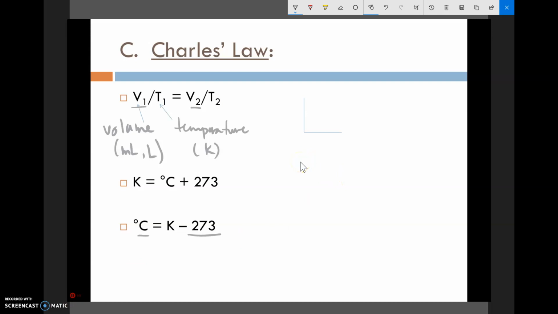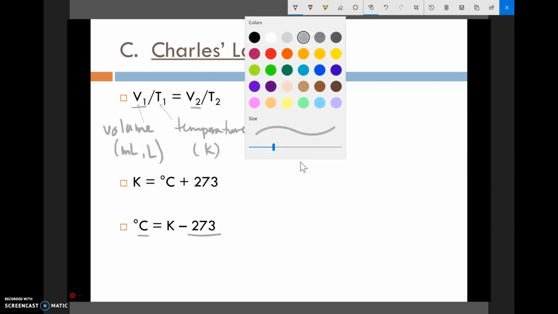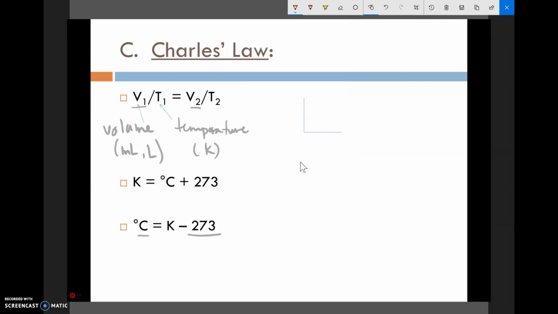Okay. Here is your equation for solving for temperature. If you ever have Celsius, you're going to add 273 in order to equal Kelvin. Make sure you know this for the test. And if you need to, you can always just rearrange your equation and solve for Celsius. But this is the one I would know.